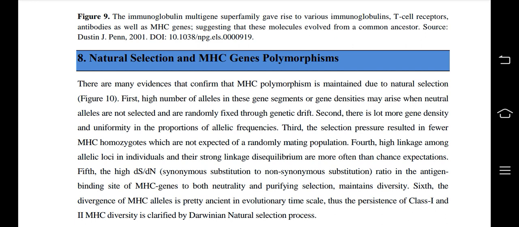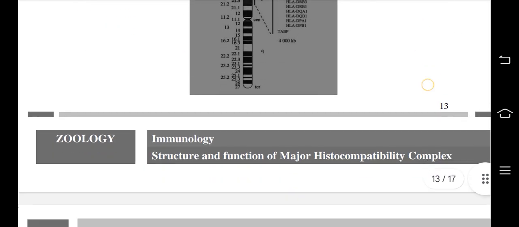Fourth, high linkage among allelic loci in individuals and their strong linkage disequilibrium are more frequent than chance expectations. Fifth, the high nonsynonymous to synonymous substitution ratio in the antigen binding site of MHC genes indicates that both neutrality and purifying selection maintain diversity. Since the diversity of MHC alleles is pretty ancient on an evolutionary timescale, the persistence of class 1 and class 2 MHC diversity is explained by the Darwinian natural selection process.